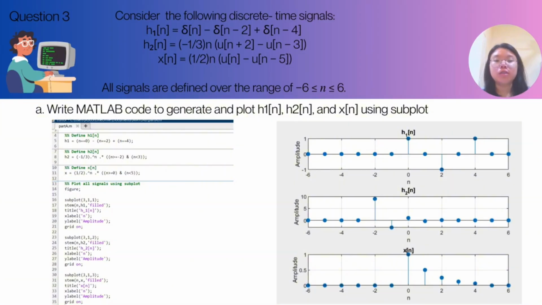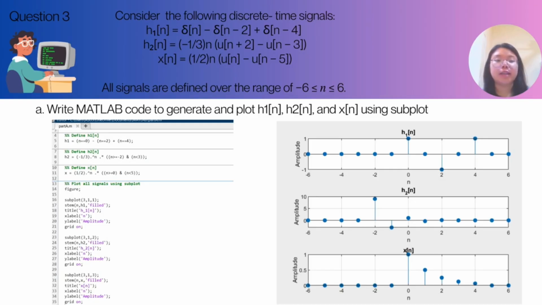Question 3. Consider the following discrete time signals: h1[n] equals delta[n] minus 2 delta[n minus 2] plus delta[n minus 4]; h2[n] equals negative 1/3 to the power n times u[n plus 2] minus u[n minus 3]; x[n] equals 1/2 to the power n times u[n] minus u[n minus 5]. All signals are defined over the range negative 6 less than n less than 6. A. Write MATLAB code to generate and plot h1[n], h2[n], and x[n] using subplot.